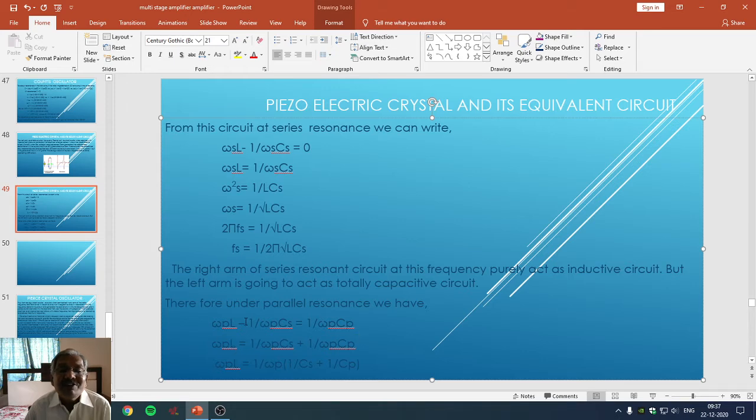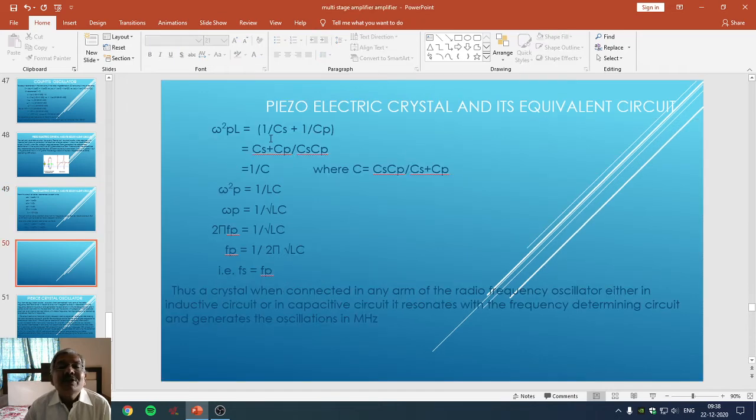ωP L equals, transferring this term to the right side, 1/(ωP CS) plus 1/(ωP CP). Take 1/ωP common, so as to get 1/CS plus 1/CP. Transfer ωP to the left side so that we get ωP² L equal to 1/CS plus 1/CP. Perform the mathematical operations, take LCM, so as to get (CS plus CP)/(CS CP) equal to ωP² L.